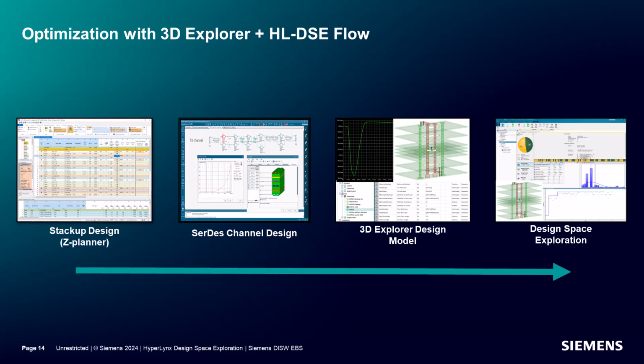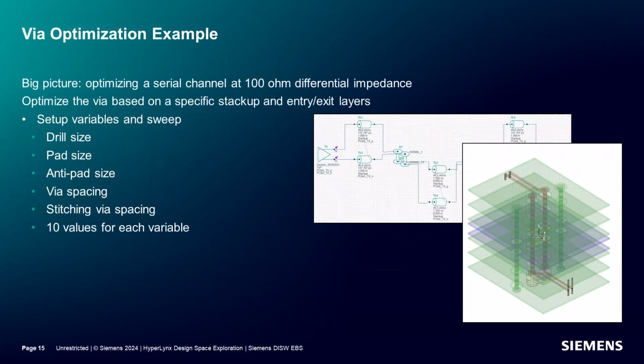Hyperlinks DSE intelligently chooses the best experiments to run to get you a trend of what variables or parameters will affect which resulting performance figures. Let's take the example we discussed earlier, the optimization of a via. Let's assume that we have a serial channel with a target differential impedance of 100 ohms.